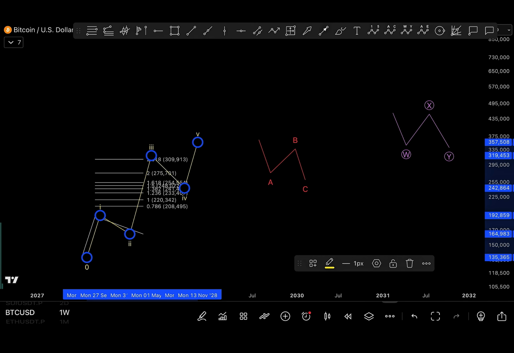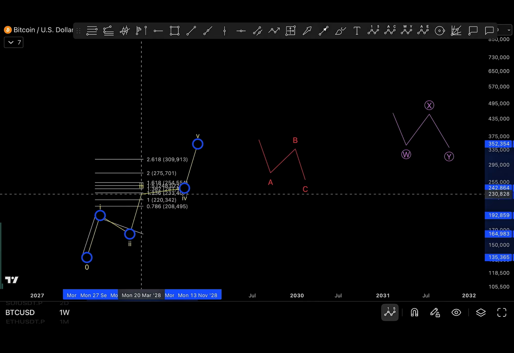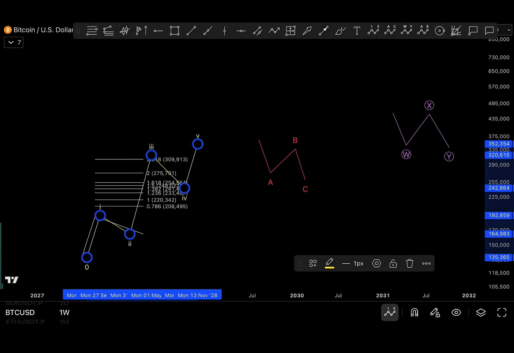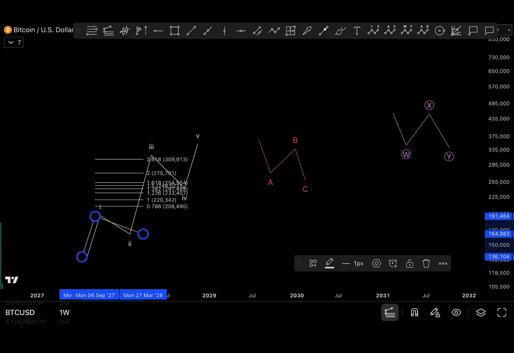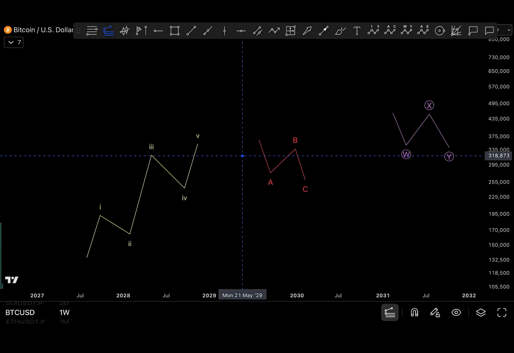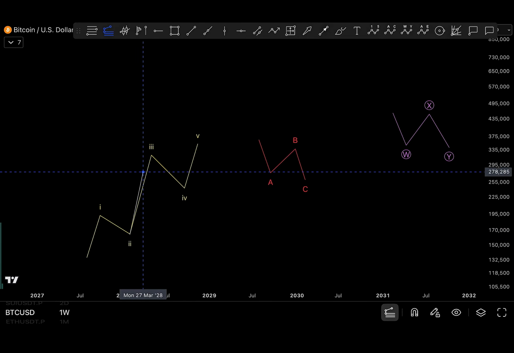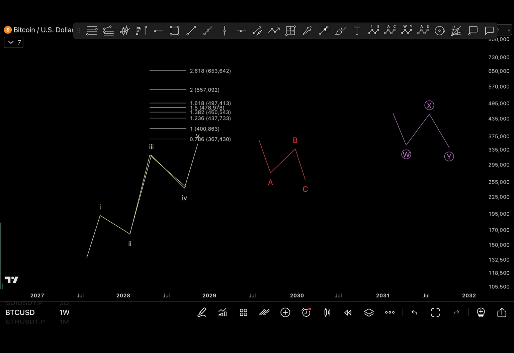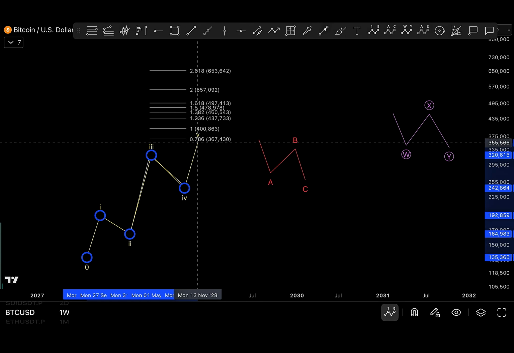We also have a target for this fifth wave. This is also an extension again. So what we have to do is, once we finish this third wave, we might finish it here, here, or here. Once we finish it, we have to delete the fib extension tool, and then use another fib extension from this bottom to this top and to this bottom here. And then find out where the fifth wave can extend up to.